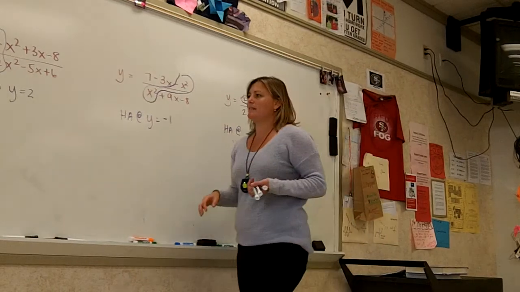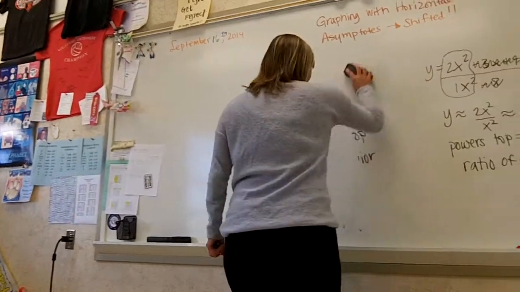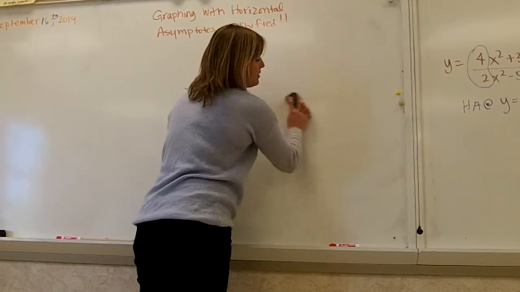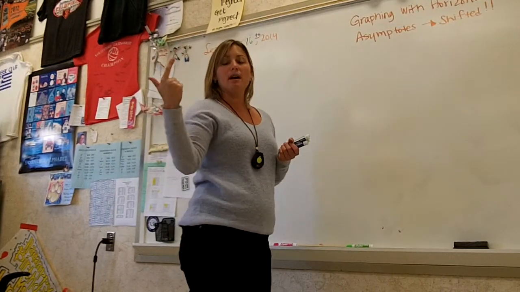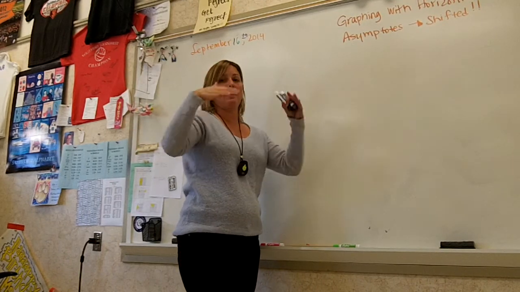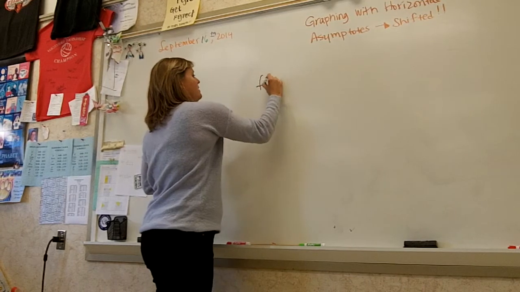So now let's go through some examples. Nothing else changes in any of the problems that you're doing. Everything is exactly the same except for the horizontal asymptote. We still want to find vertical asymptotes, zeros, holes, and y-intercepts, but now our horizontal asymptote is just going to move a little bit. So here's the first example.